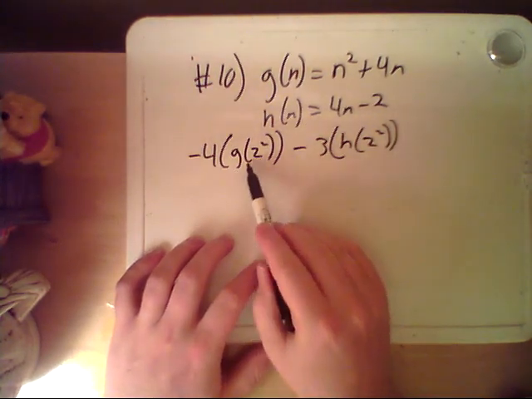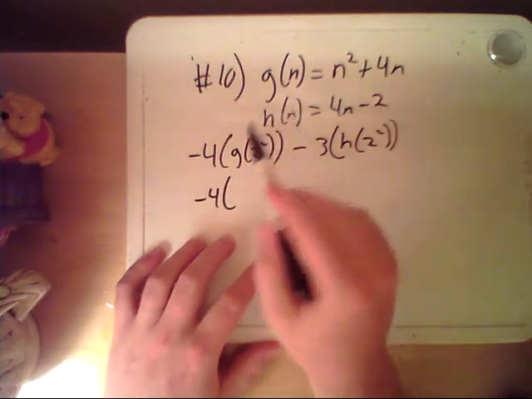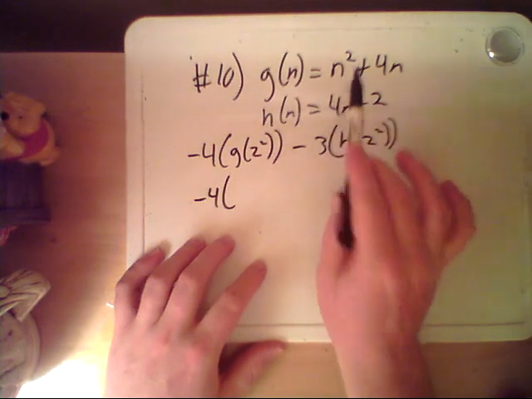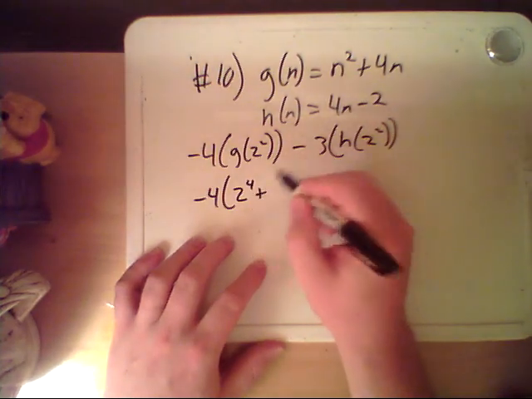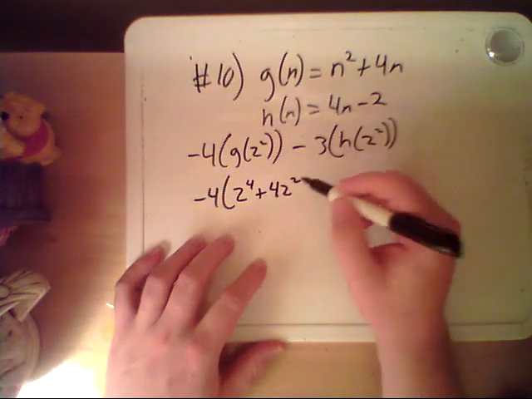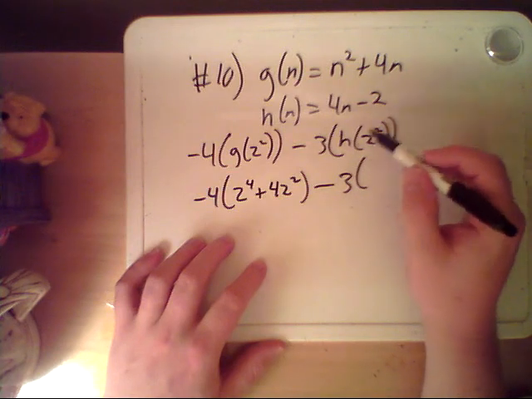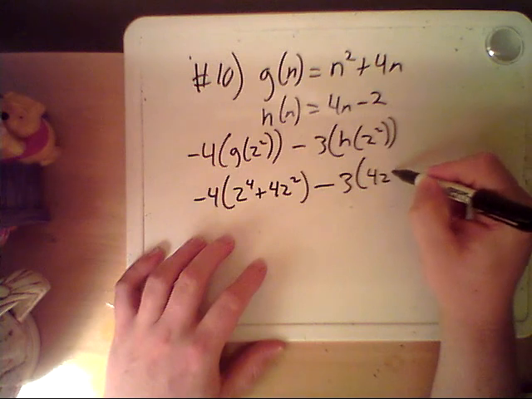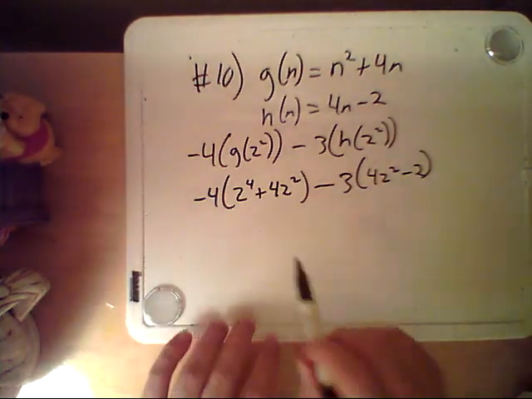Okay, let's find g of z squared here. I'm going to multiply the whole thing by negative 4. So it's going to be negative 4 times, okay, so let's see, g of z squared is going to be z squared squared, which would be z to the 4th, plus 4 times z squared, minus 3 times h of z squared, which is, we're going to plug z squared into here, so it'll be 4 times z squared minus 2. Okay, this can simplify a little bit.